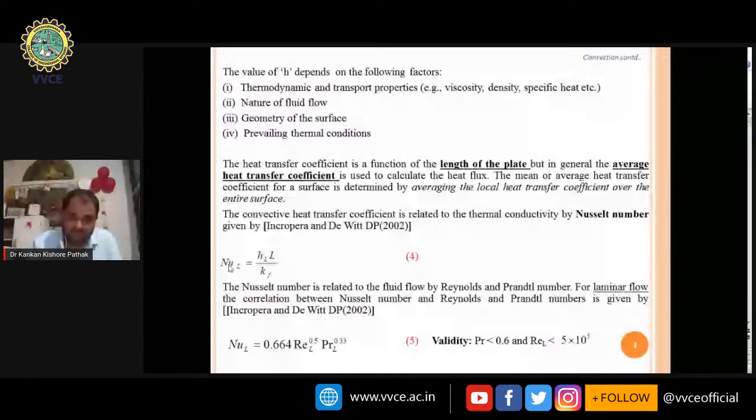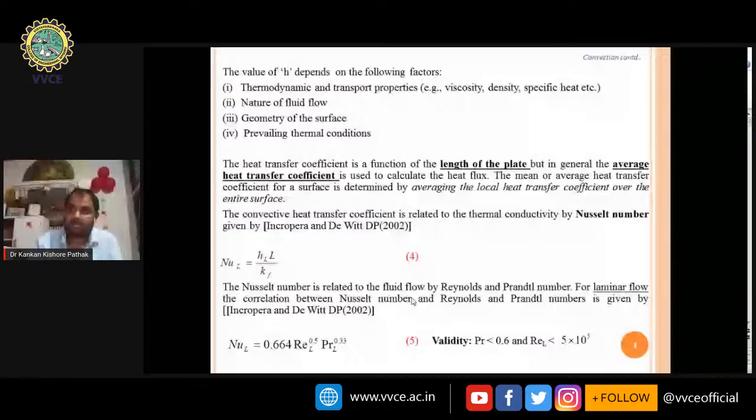But the basic thing is, whenever we are talking about convection, the Nusselt number, Prandtl number, Grashof number, all these non-dimensional numbers play an important role. For laminar flow, the correlation between Nusselt number and Reynolds number can be given by this formula. This is for laminar flow. For turbulent flow, it may be different. Now, the validity of this equation lies where the Prandtl number is greater than 0.6 and the Reynolds number is less than 5 times 10 to the power 5, that is, in the laminar region. Beyond that, for turbulent flow, it may be different.